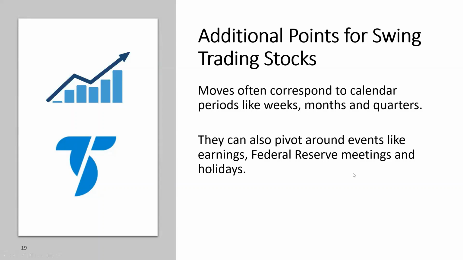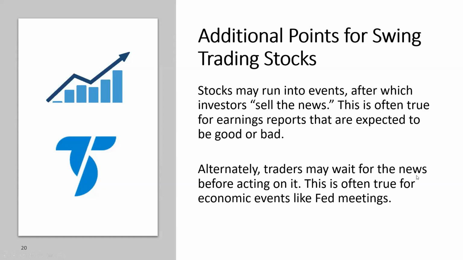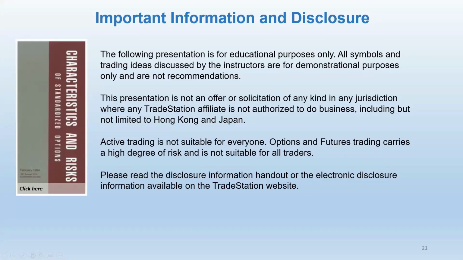You just get the drift into the holidays, then people come back, and this is a common pattern as well. We all know it in different ways, but it's interesting to throw this into your swing trading to be aware of. Maybe the pivot is going to correspond to one of these calendar events. Stocks may run into events after which investors sell the news. This is often true for earnings reports that are expected to be good or bad. Traders may also wait for the news before acting on it. It's often true for economic events like the Federal Reserve. So I just think it's interesting that when you have a stock that's in a bullish trend, it will often trend upward into that earnings report, and that can lend credence and validity to your swing trading. And that's my presentation.